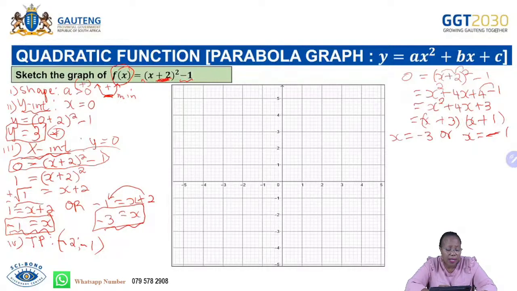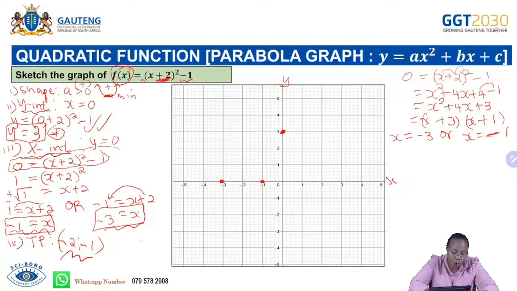And then now let's sketch this graph. We are having y intercept at 3. This is your y. This is your x. At y positive 3, that is your y intercept. And then the x at x equal to -1 is your intercept. At x -3, that is your x-intercept again. The turning point is -2.